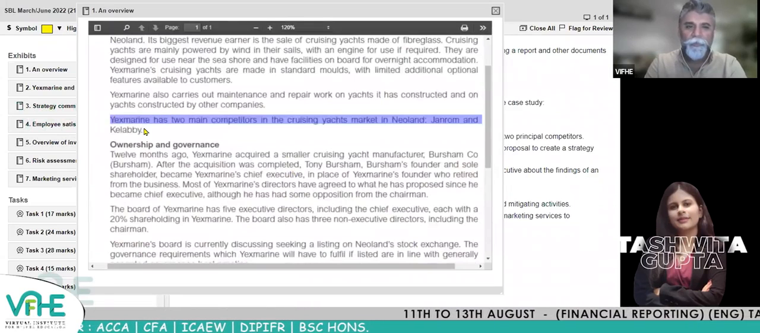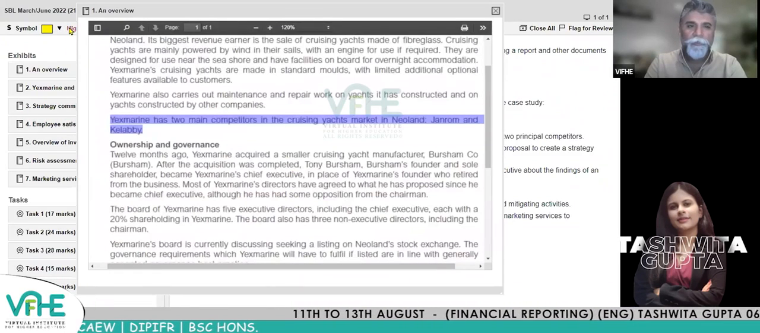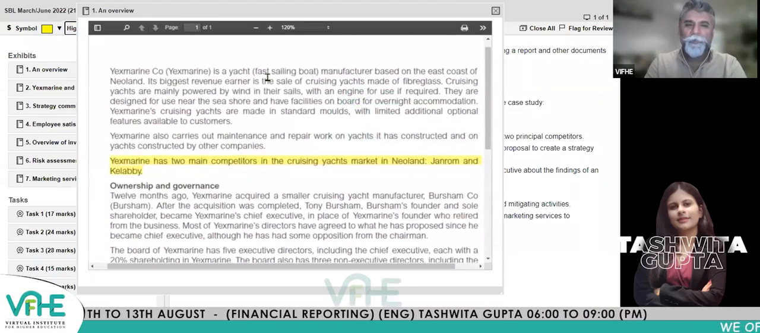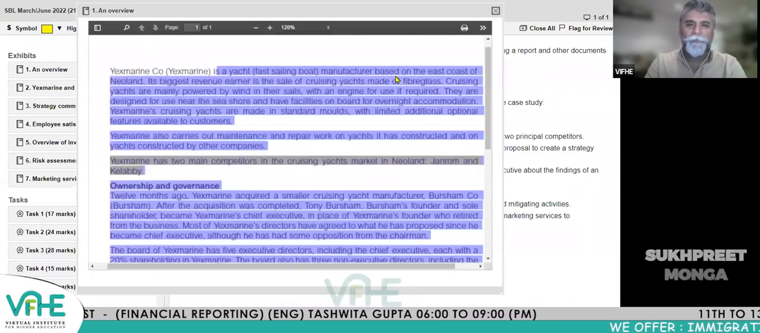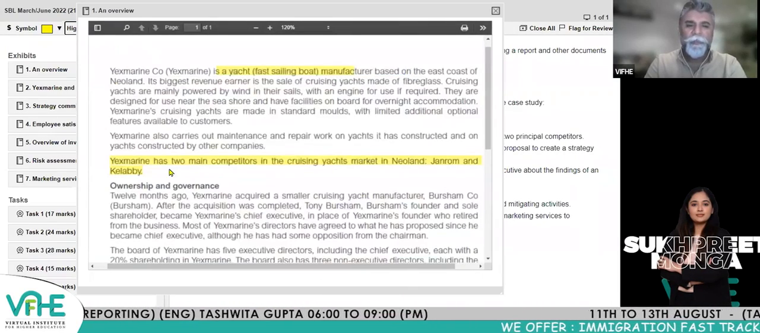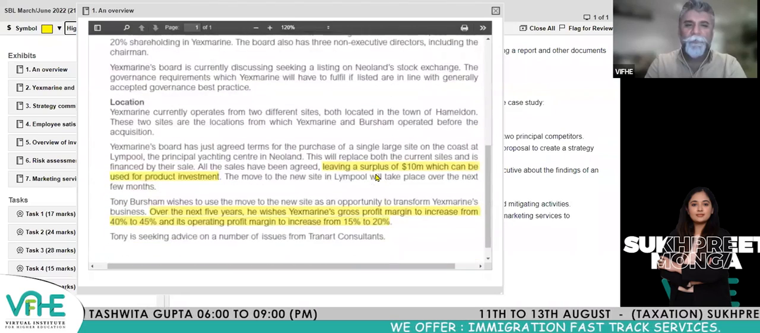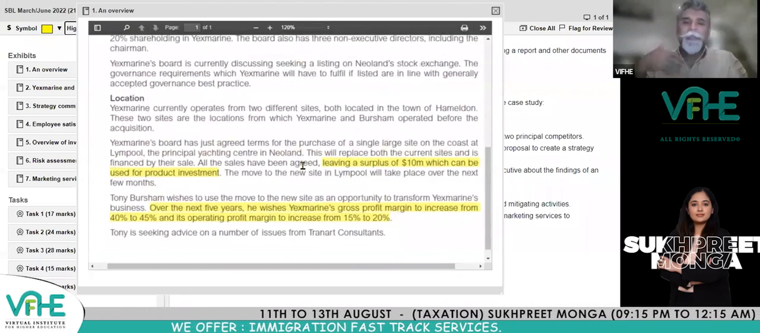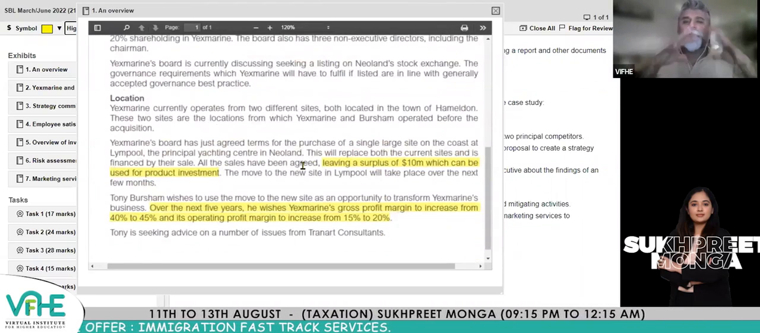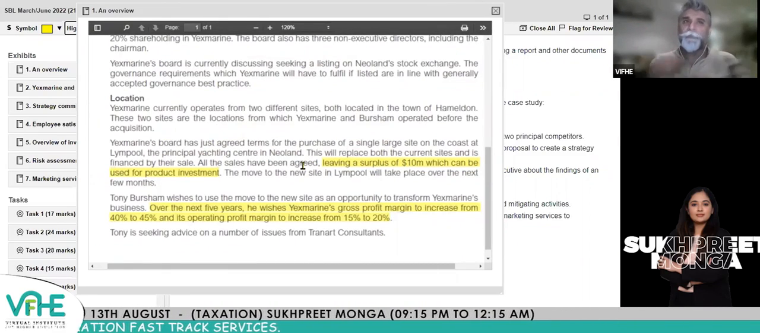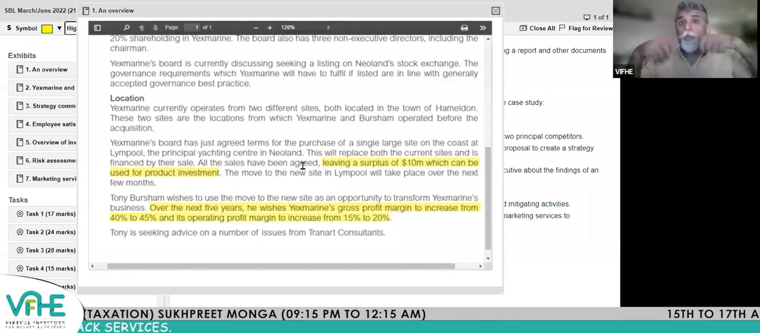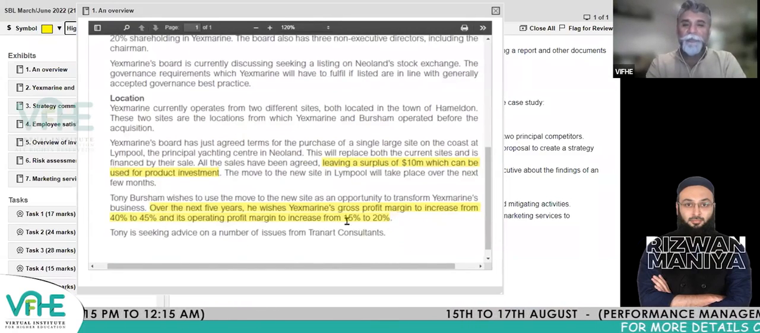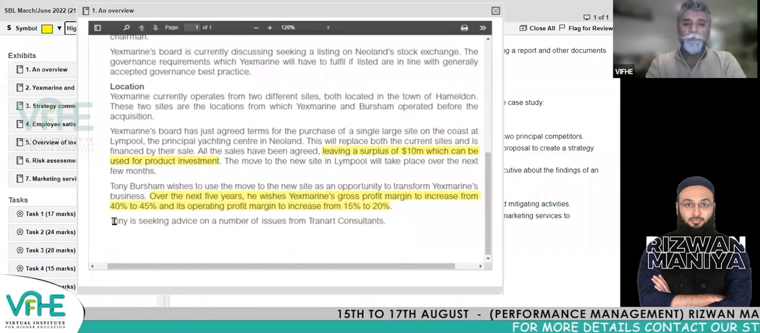So from the background, we know that it is a yacht manufacturing company, and there are 2 main competitors in Newland. We are selling some property, buying a new property, which will leave us a surplus of 10 million, which we want to invest so that we can grow in future, and some future growth expectations or targets have been mentioned. What is your role?